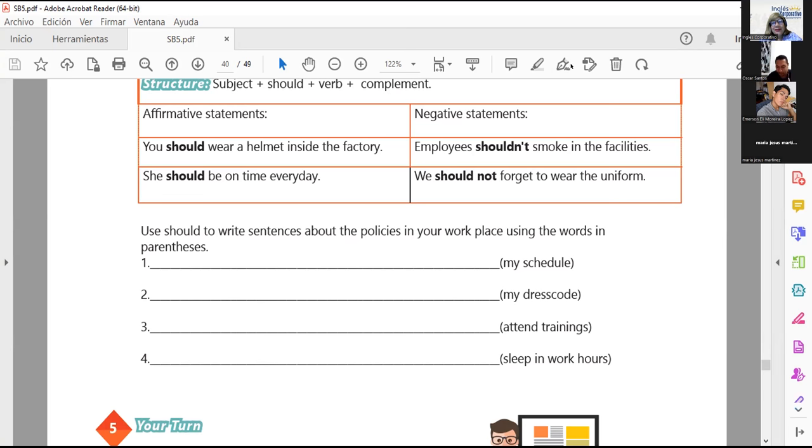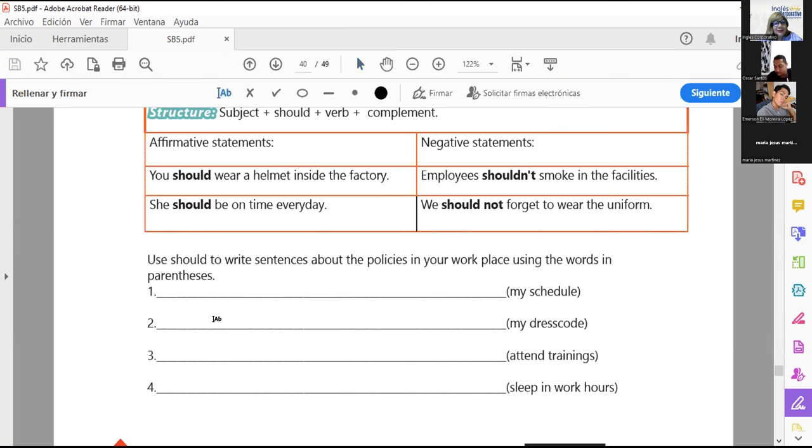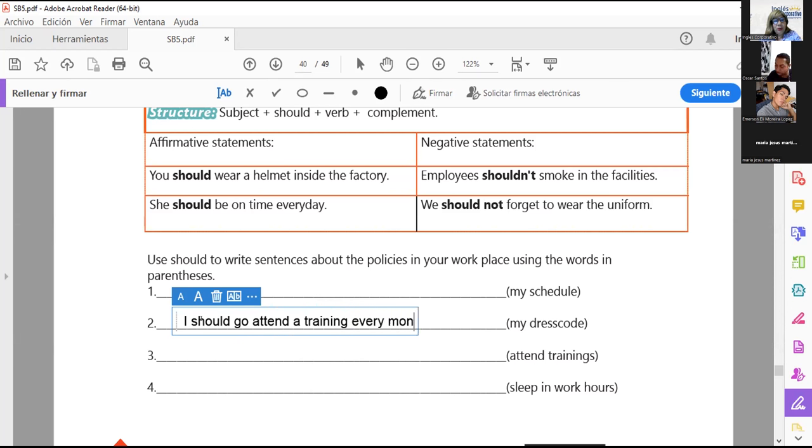Number three, I should go attend training every month. You say, I should go. Should go, attend training every month. Every month. Is it true? It's true. But you say I should attend, only I should attend, right? Okay, I should attend a training every month. Good. Thank you, Oscar.